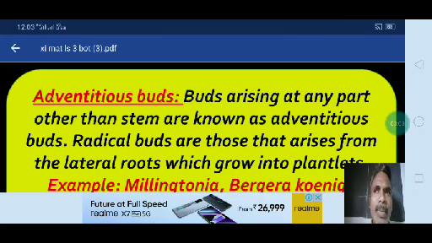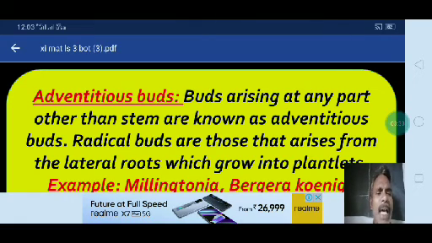Then adventitious buds. Adventitious buds are buds arising at any part other than the stem region; they are mostly produced from places other than the stem. These are known as adventitious buds. Radical buds and plumule buds: radical means the root system. In the root system, some buds are produced. These are called radical buds. Plumule buds are produced in the upper region. These are called plumule buds.